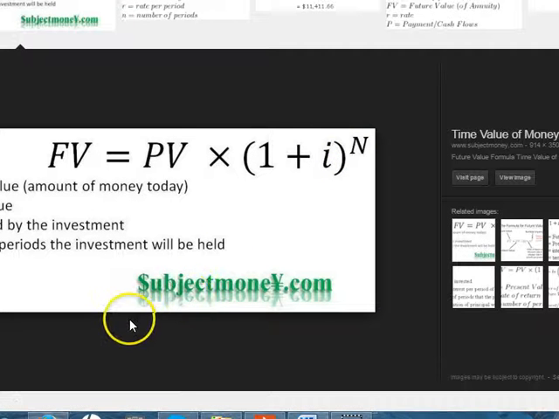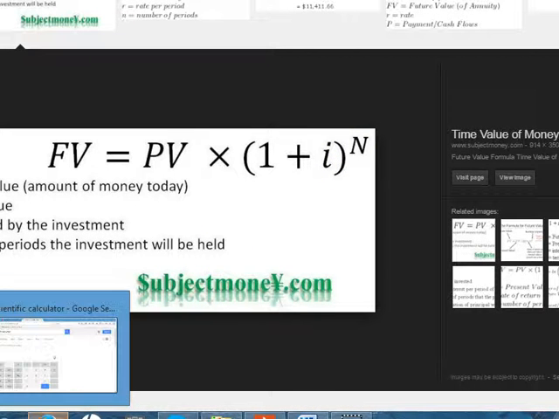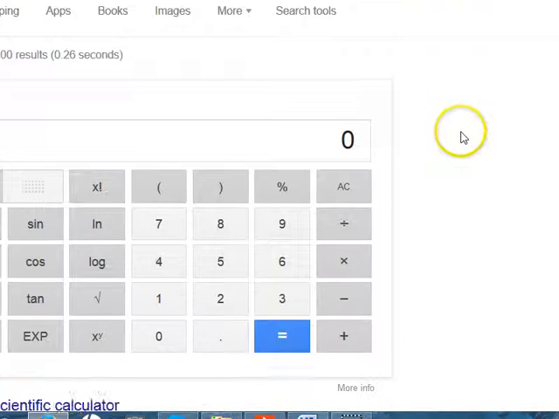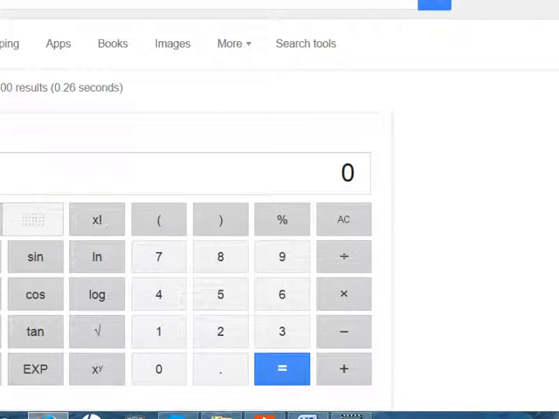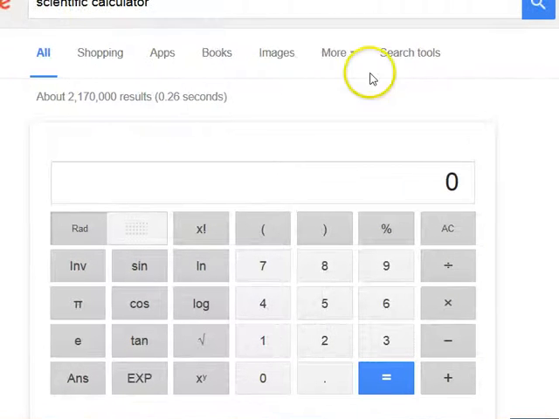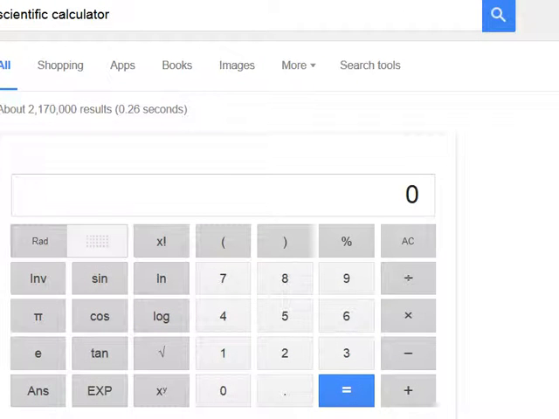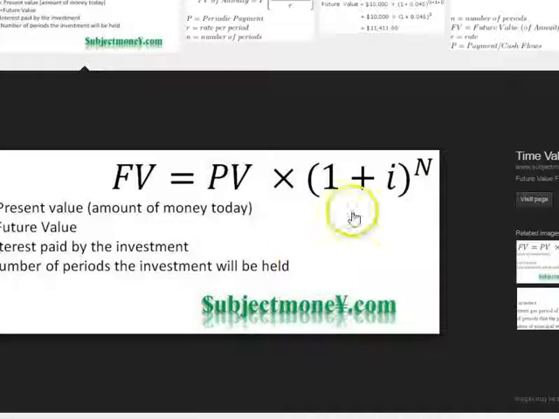So let me demonstrate that to you in our calculator. Going back to our calculator here, what we'll do is calculate the compound interest component first. Let me show you the formula again. We calculate this one first, the compound interest component, and then we multiply the result of that into our present value.